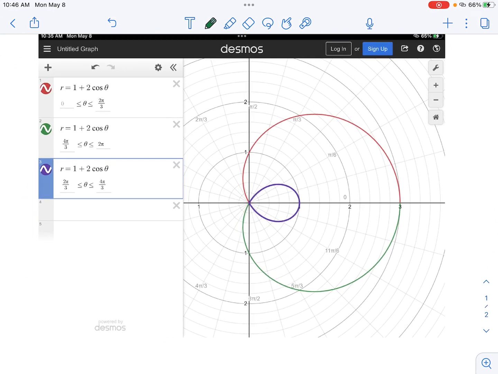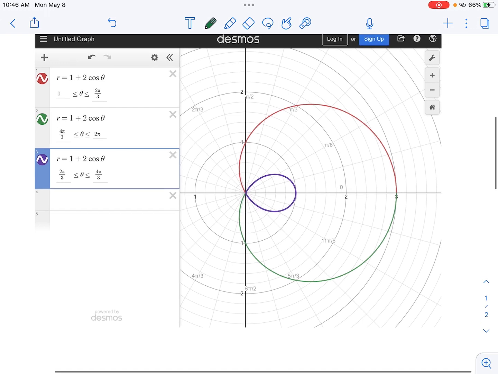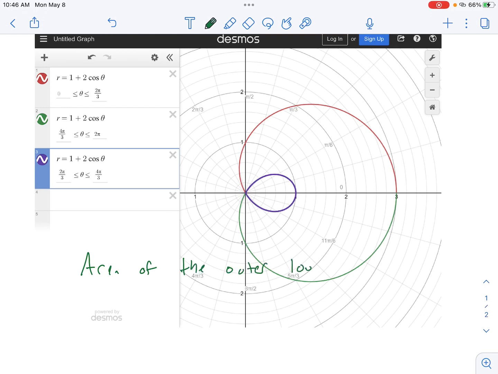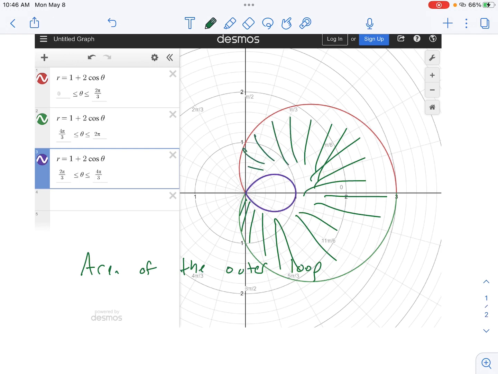Okay, so let's take this limaçon, 1 plus 2 cosine of theta. I have it in different colors because I wanted to highlight some different things here. But let's say we had a question that said, find the area of the outer loop of this limaçon. We know 1 plus 2 cosine of theta is the whole limaçon, but we want to just find the area of this outer loop, right? We don't want that inner loop.